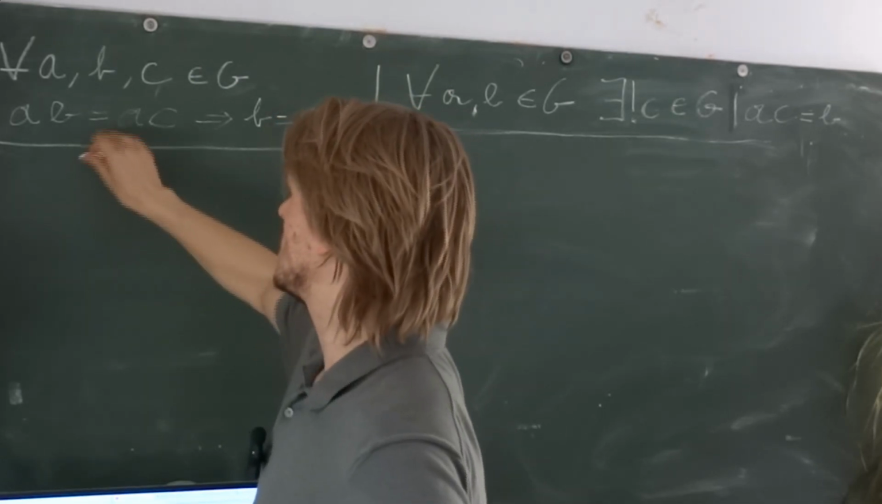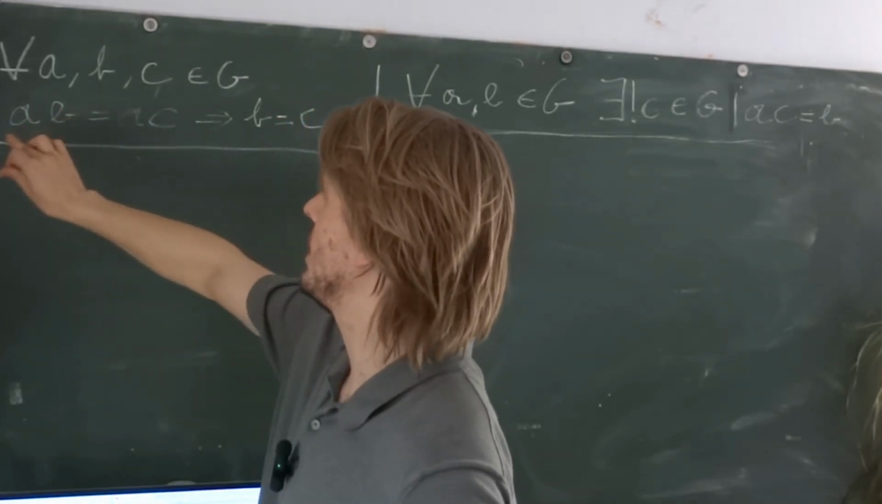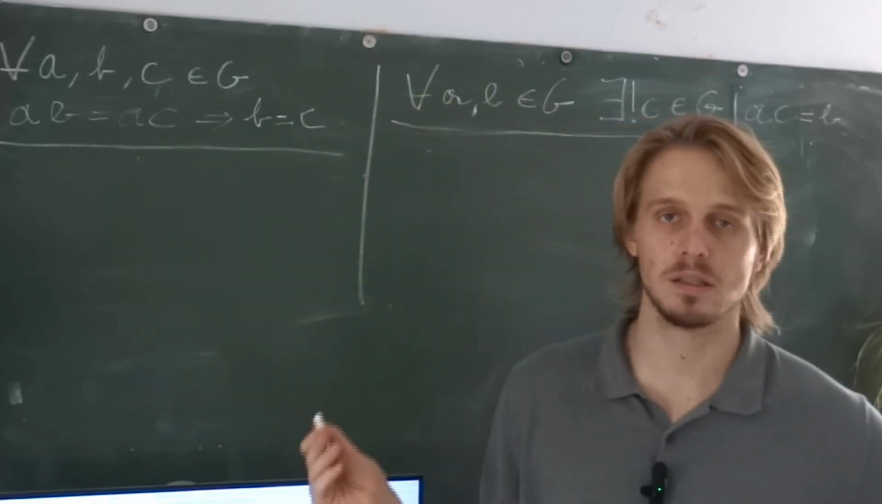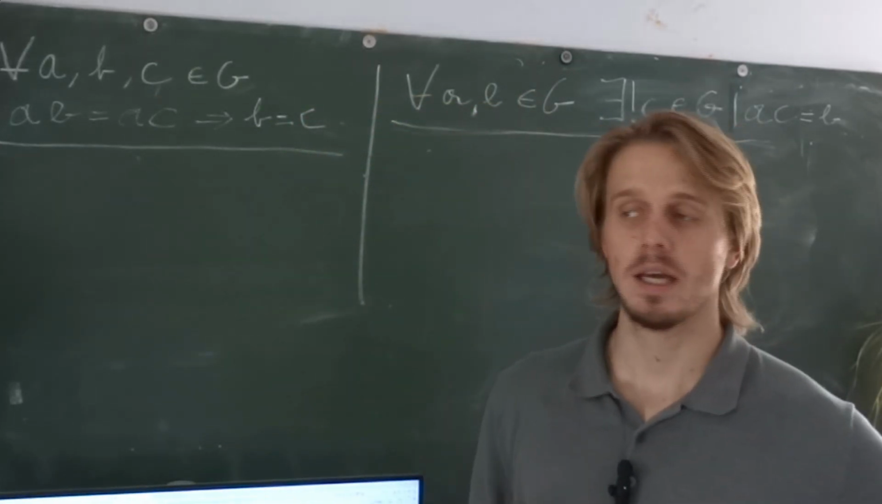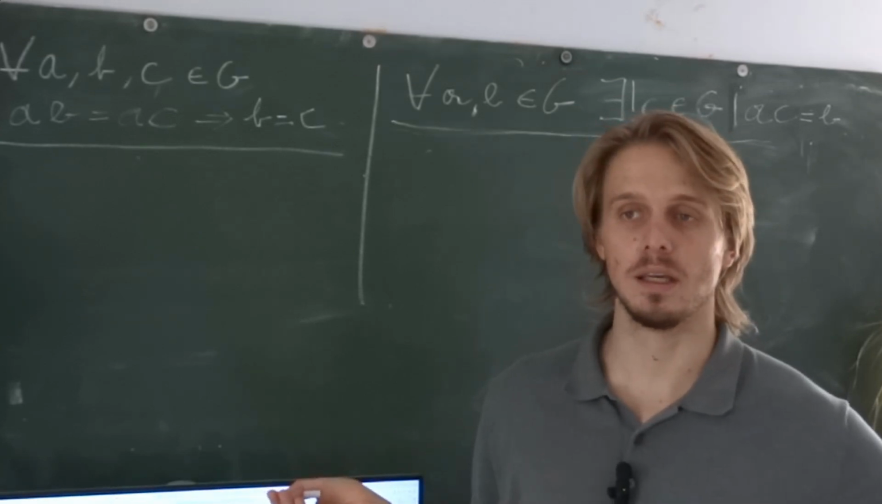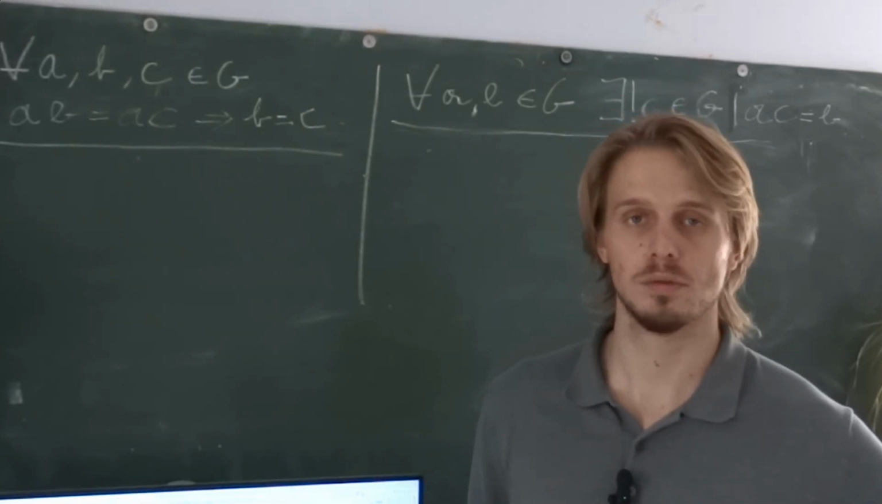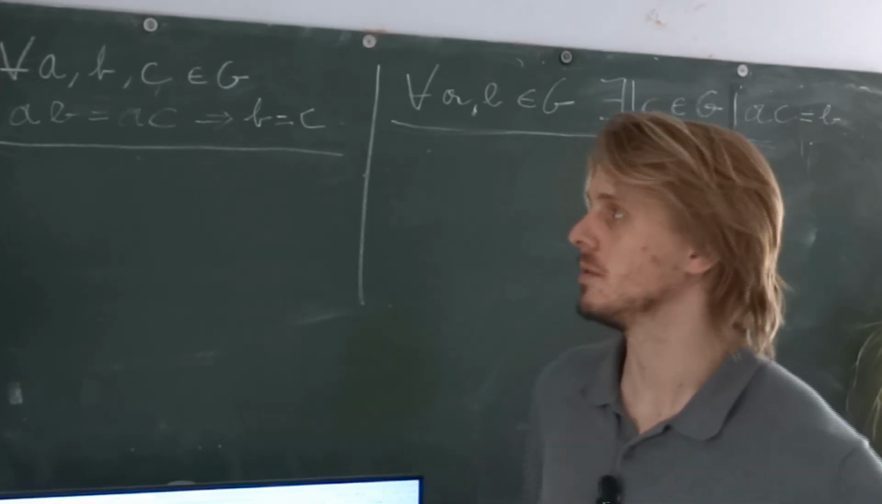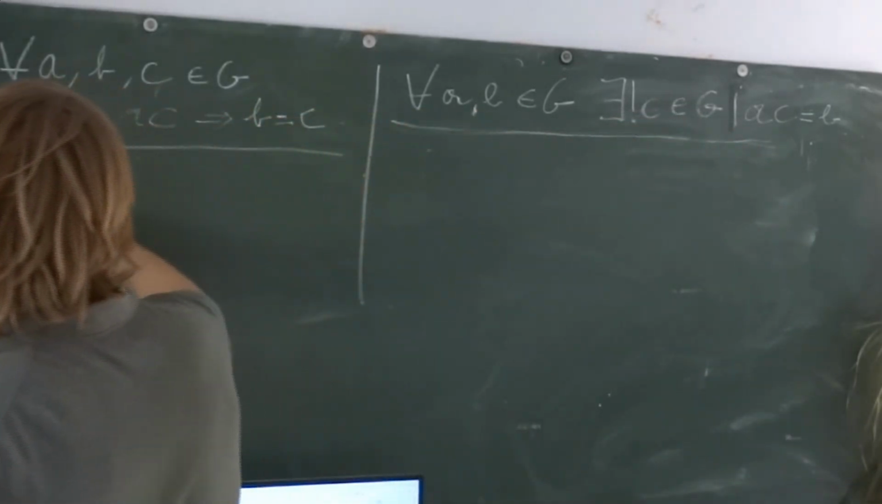So take this equality and we multiply on the left by the inverse of A, which is something that we can perfectly do because this is a condition on the group. There must be, for every element, an inverse element. So we can do that.